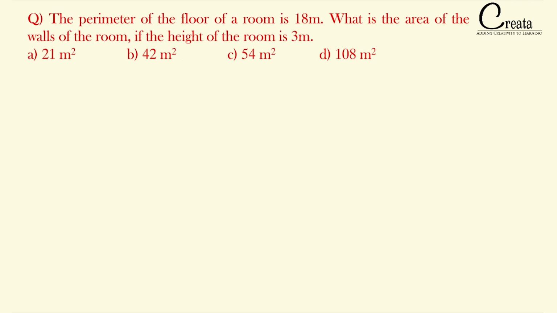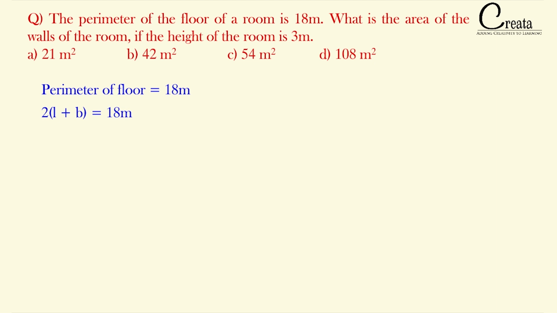What is the perimeter? Perimeter is the total length of the boundary of the figure. Here the floor of the room is a rectangle, and the perimeter of the rectangle, that is the perimeter of the floor, is given as 18 meter. So if we take the dimensions of the floor as L and B, that is length and width, we can say twice of (L plus B) will be equal to 18 meter.